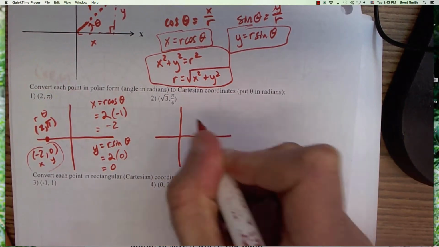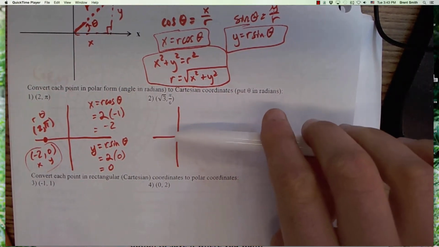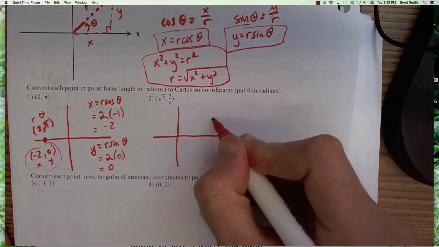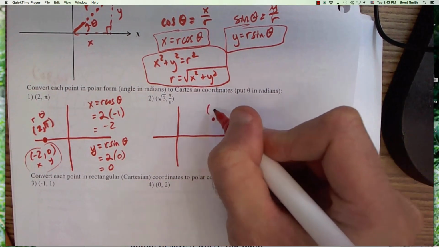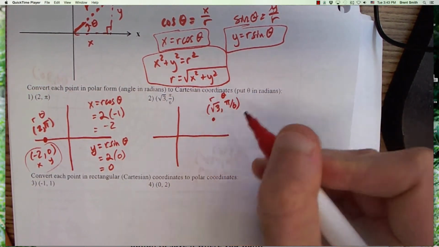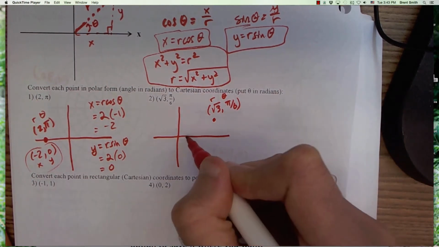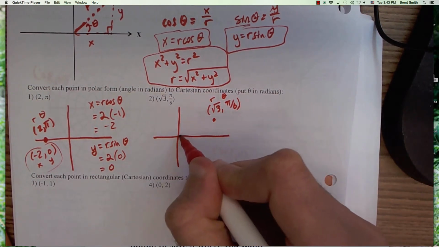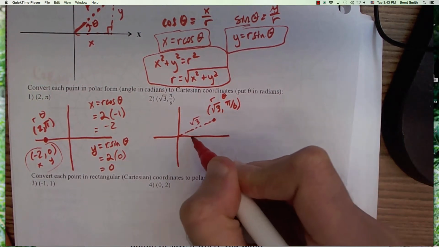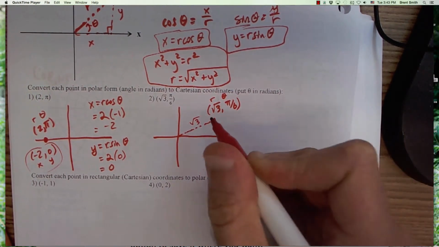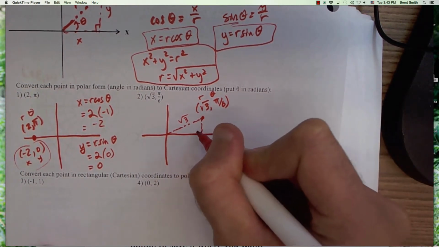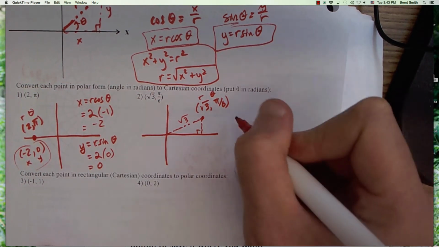Let's take a look here at this polar coordinate, (√3, pi over 6). So I'm going to rotate pi over 6, like 30 degrees. I'm going to go out √3, so like that. That's r, that's theta. So this is my radius, √3, and this is pi over 6, or 30 degrees. You can draw the triangle if it helps you to think about it.